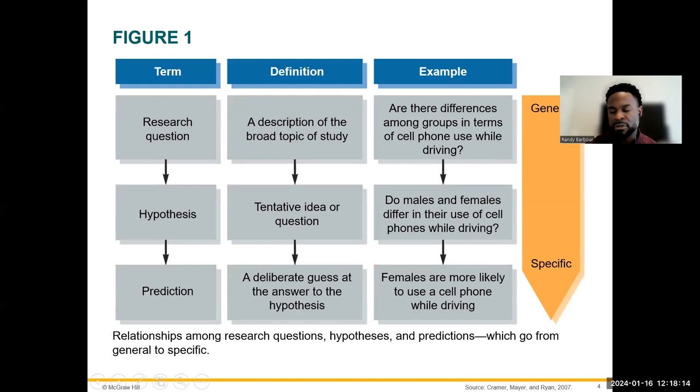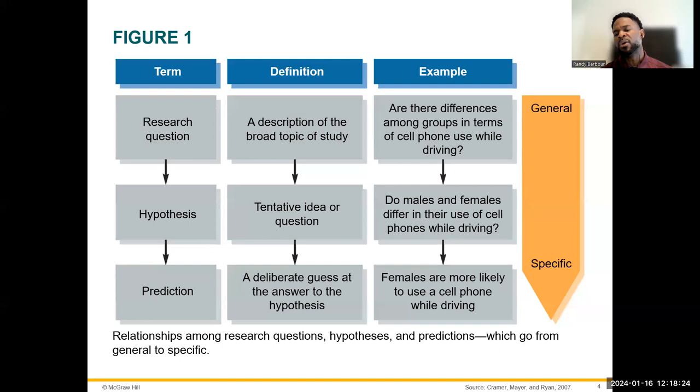Here is a diagram that's coming out of the text. So when you're looking at your research question, though, it says general here, right? It's general, but it's not general to the point where it's just a broad, vague question. It's just a general way to look at the research project, right? So the research question is really just a description of the broad topic of the study.